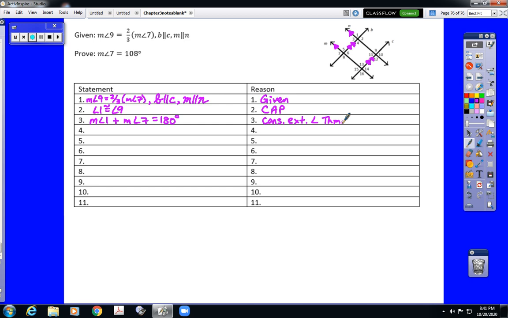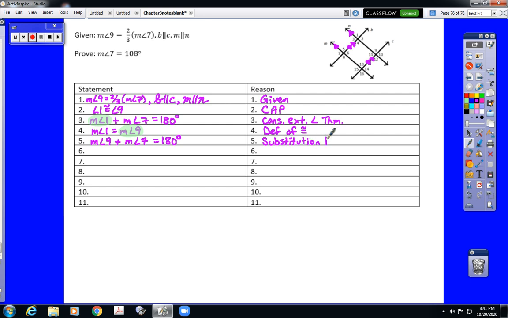Now notice that I am now able to change my statement in 2 from a congruent statement into an equation using the definition of congruence. And much like I've done in other proofs, I'm then able to substitute and plug the measure of angle 9 in for the measure of angle 1 in step 3 to give me an equation that relates the measure of angle 9 and the measure of angle 7 to each other. I have shown that they must add up to 180 degrees.